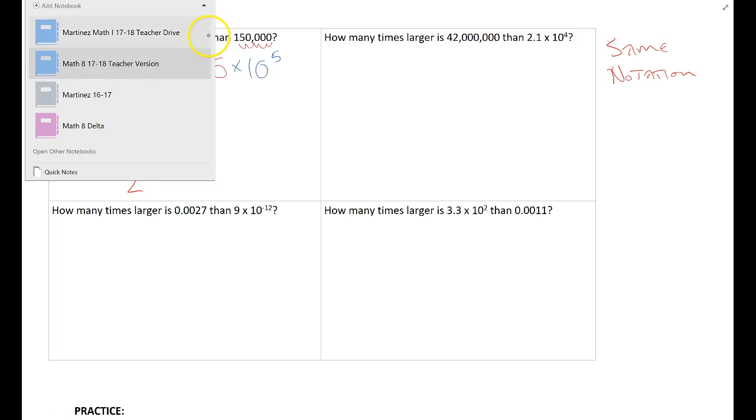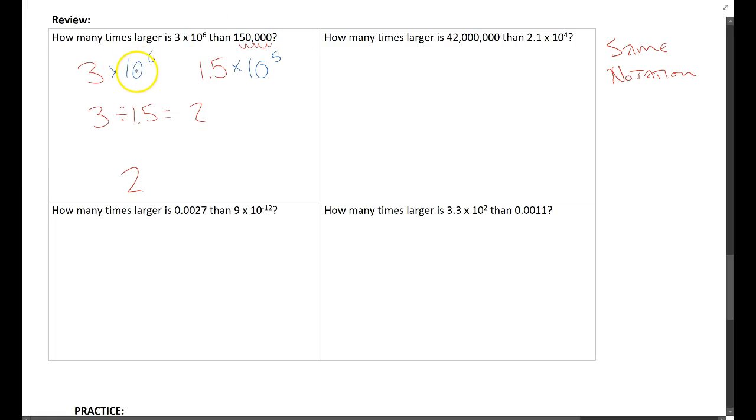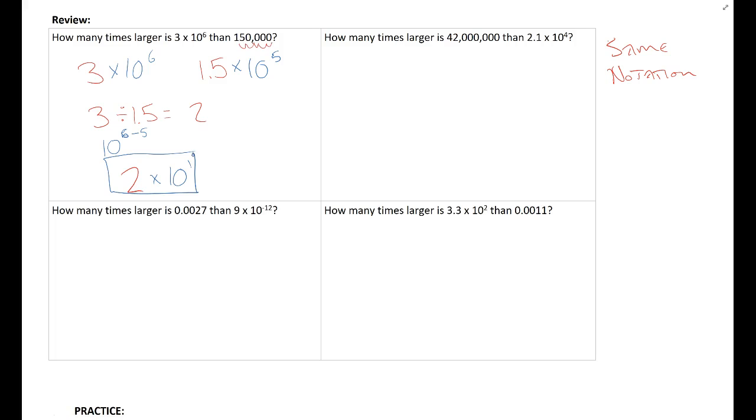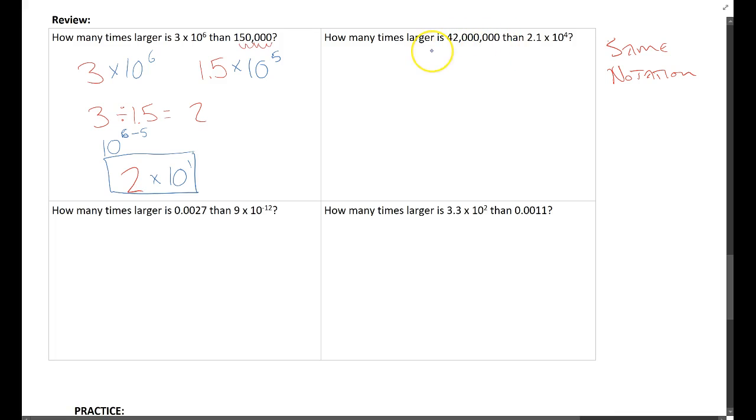I then come in and I need to do 10 to the 6th divided by 10 to the 5th. So 10 to the 6th divided by 10 to the 5th means I'm just subtracting my exponent. So I get times 10. 6 minus 5 is 1. So my final answer is 3 times 10 to the 6th is 2 times 10 to the 1 times larger than 150,000. So I'm going to come in and show you this one as well, and then you're going to work on the rest of these on your own.